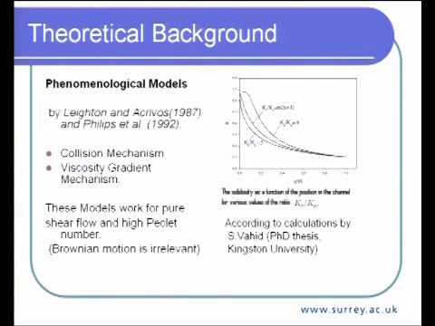The collision mechanism depends on the particle migration, and on particle interaction in a suspension flow. When they collide, momentum transfer takes place, and the collision will happen when they are rough, according to Jacobson and Kundert. And they also present the viscosity gradient mechanism.